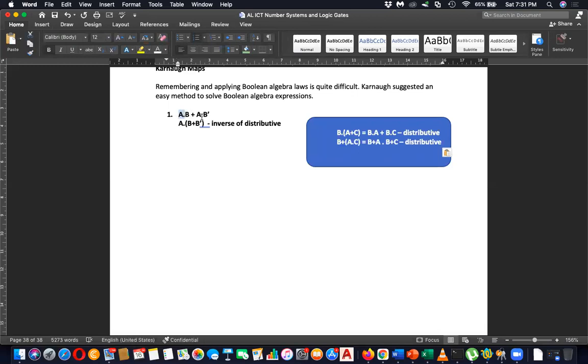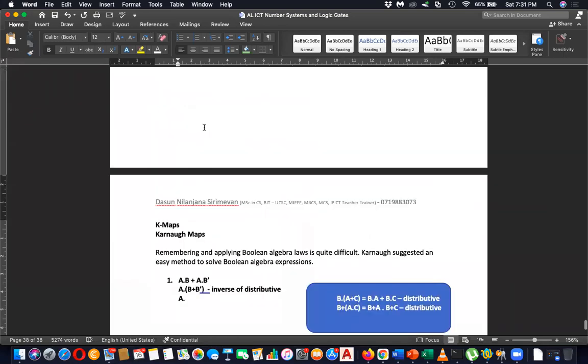A and is common for both. The common thing you take out, then B or B naught. And then how do you solve this? A and B or B naught. What is the value of B or B naught? B or B naught is 1. Yes.